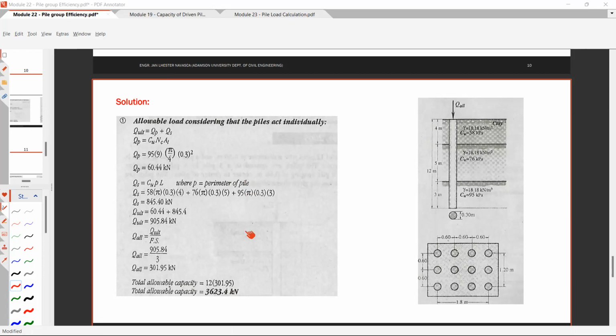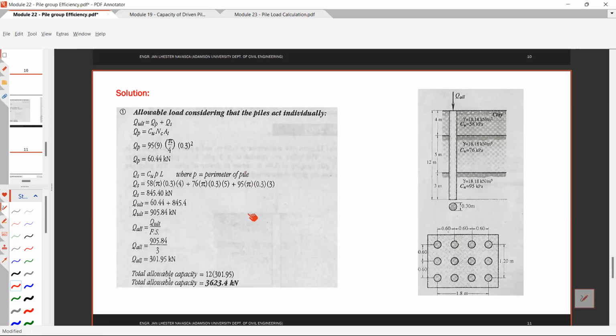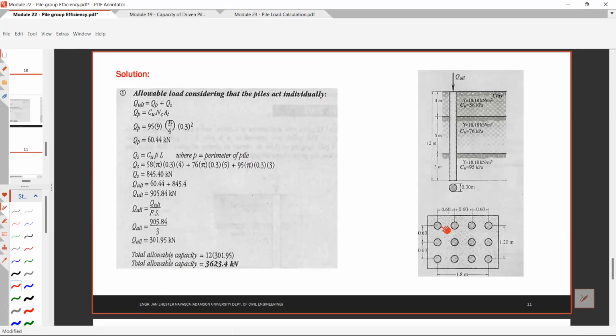Okay? So you have your 301.95 kilonewtons. Therefore, the total allowable capacity for the piles acting as individual, you will simply multiply the number of piles by the capacity of each pile. So we have 1, 2, 3, 4, 5, 6, 7, 8, 9, 10, 11, 12. So we have 12 piles, or 3 by 4.